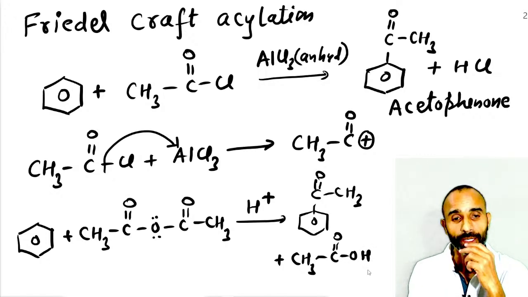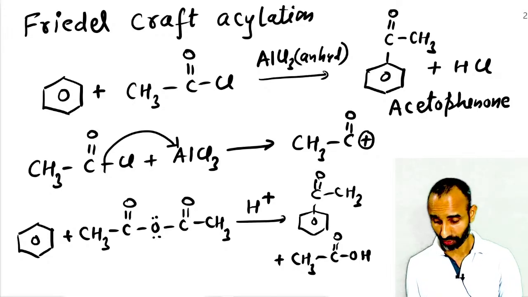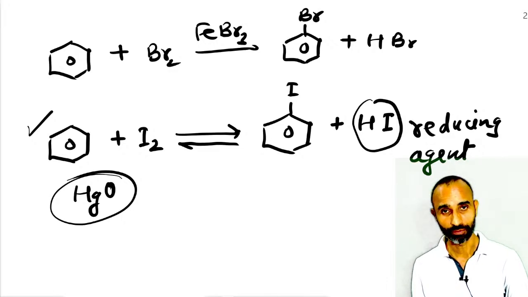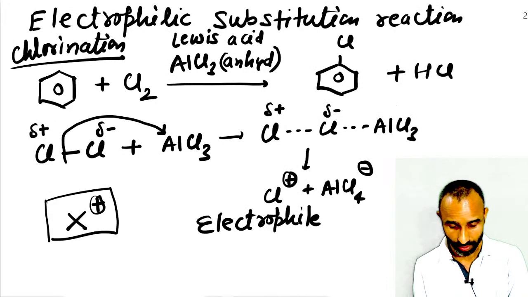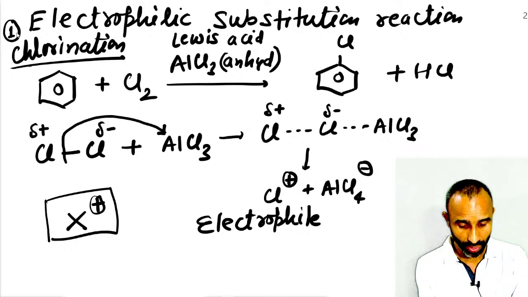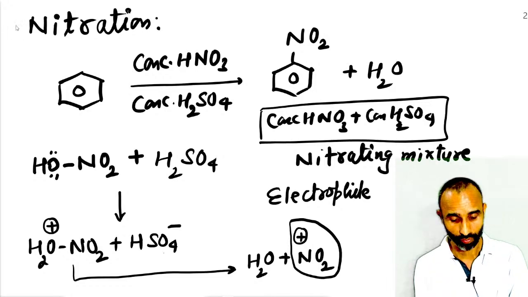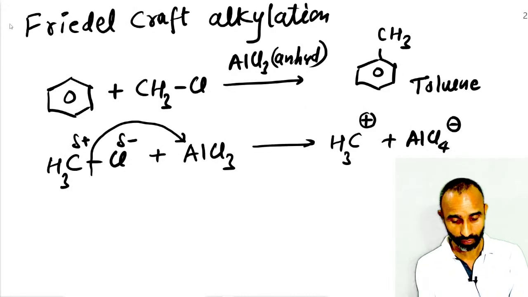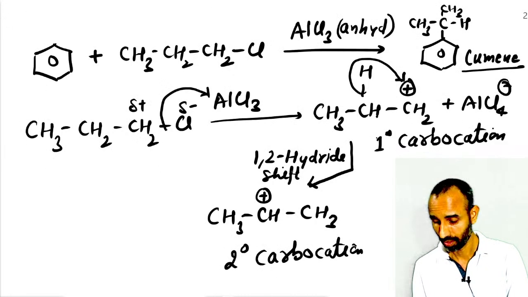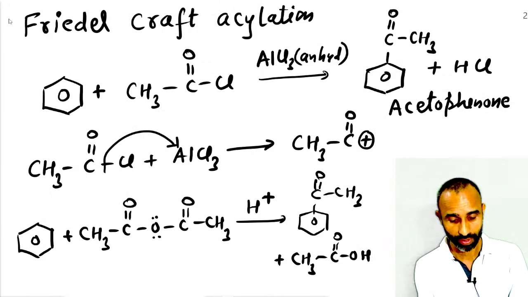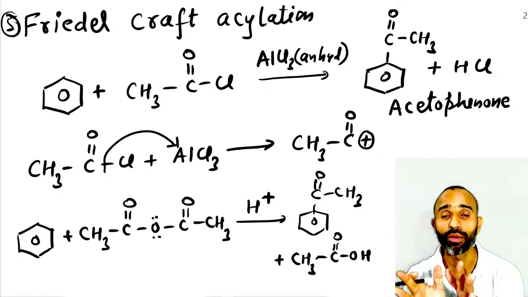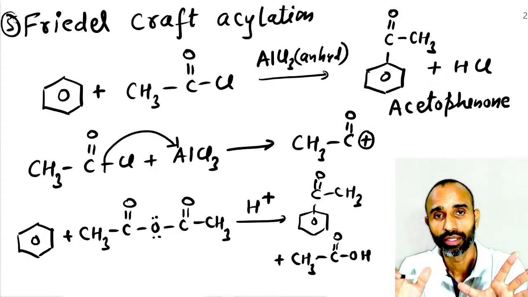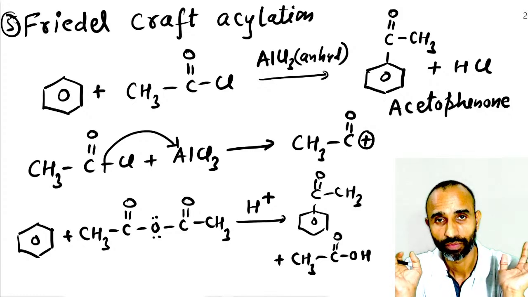Okay. So these are the 5 reactions which are most common for any benzene. First one is chlorination or halogenation. Second one is nitration. Third one is sulfonation. Fourth one is Friedel-Crafts alkylation. Fifth one is Friedel-Crafts acylation. So whenever there is a benzene ring, these reactions must be there in the chemical properties.